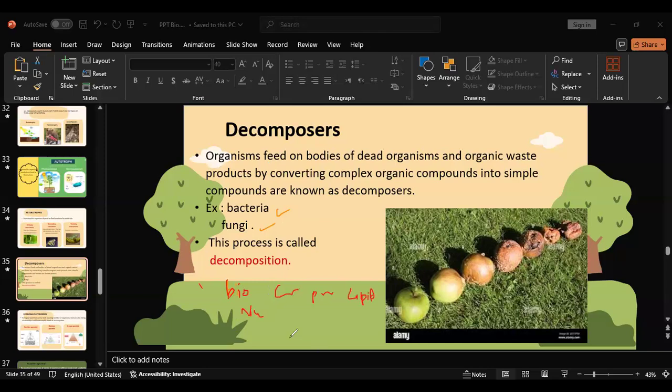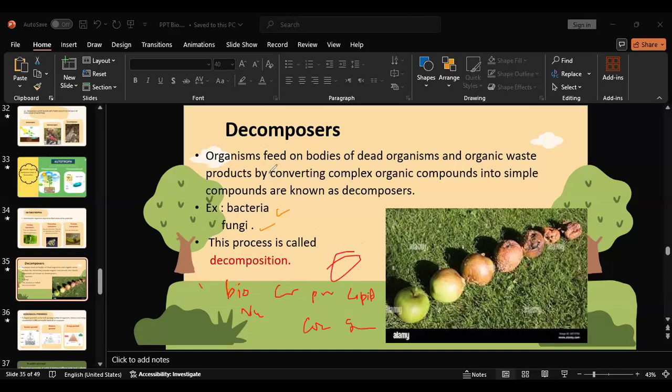These molecules are heavy and complex organic molecules, right? When the decomposers consume our body or a dead body, what will happen? They will convert these complex materials into simple compounds like CO2 or other gases, right? So this is how they take energy and nutrition from dead bodies.